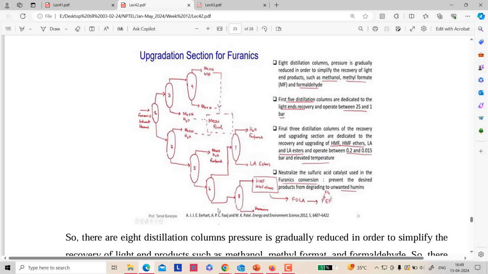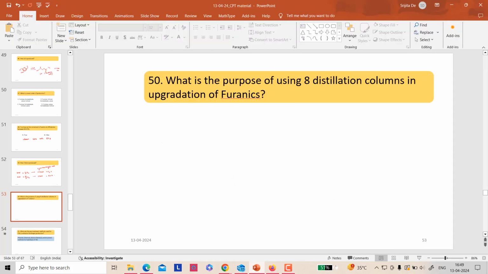The bottom product goes into the sixth column. The top product from the sixth column goes into the seventh column where LA esters and furfural are separated, and the bottom product of the sixth column goes into the last column, from where HMF ethers are separated from the HMF, and further this HMF is oxidized to produce FDCA and then polycondensed with ethylene glycol to produce PEF. Right? So this is the answer, the purpose of the 8 columns.